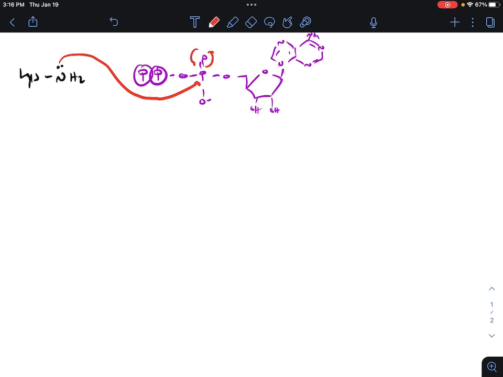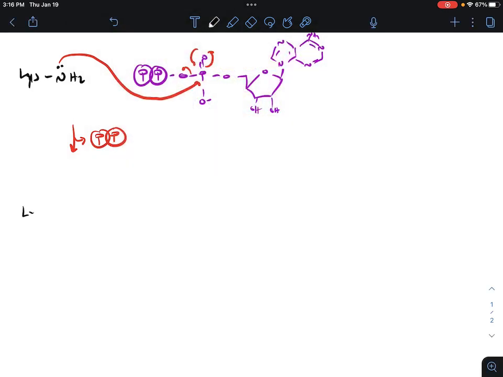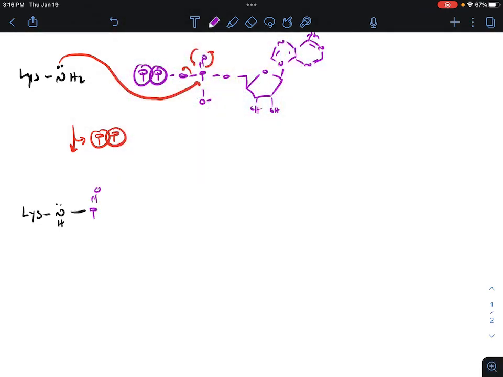which collapses, and we release pyrophosphate. Pyrophosphate is one of our products, and we've now created a covalent linkage between lysine and AMP. This A here represents the rest of AMP. The important bond is this one right here. That's the high energy bond that traps the energy of ATP hydrolysis.